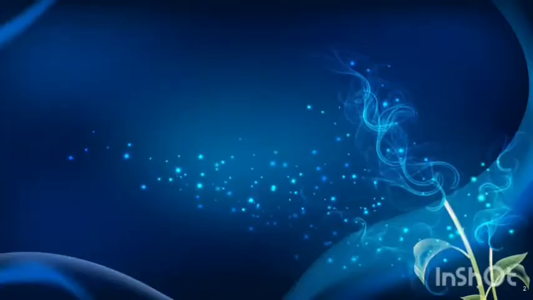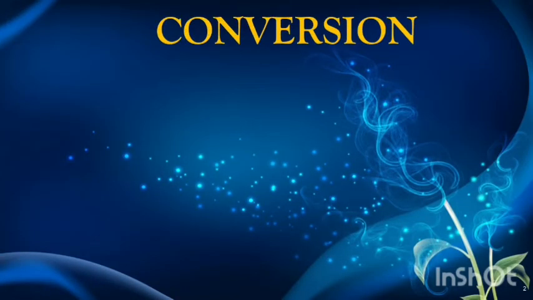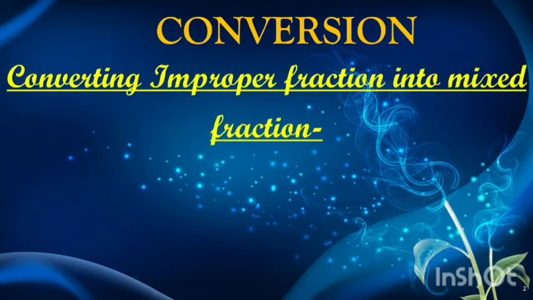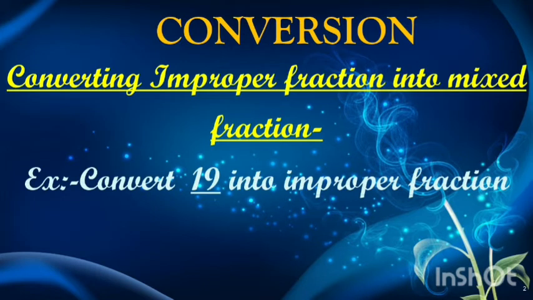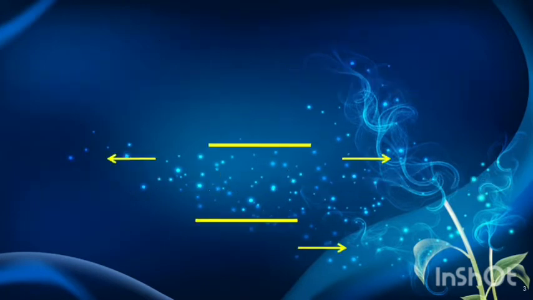Today we will continue with the chapter fractional numbers. So, our first topic of the day is conversion. Let's see the first conversion. In the first type, we will be converting an improper fraction into a mixed fraction. Let's understand this with an example. Convert 19 upon 5 into a mixed fraction.